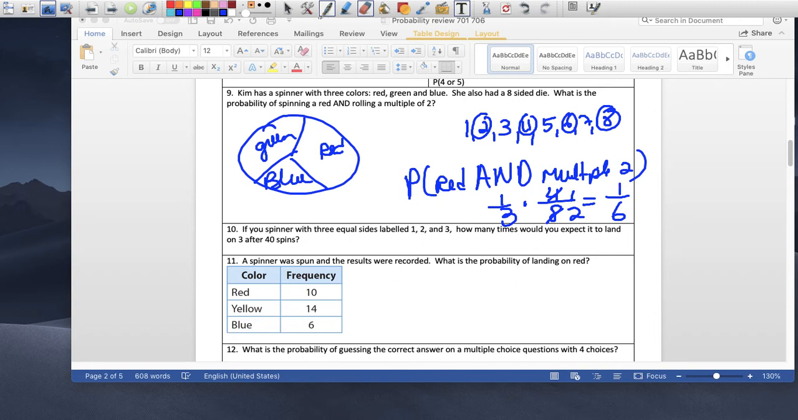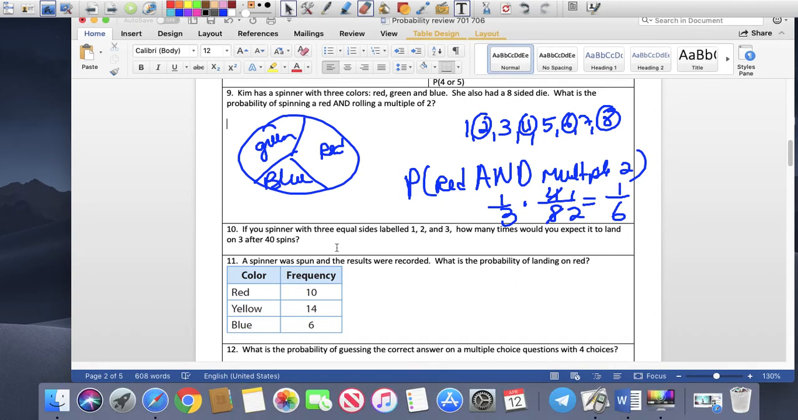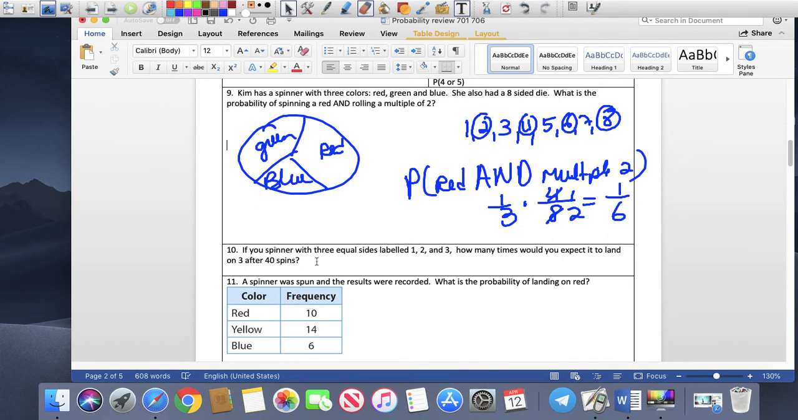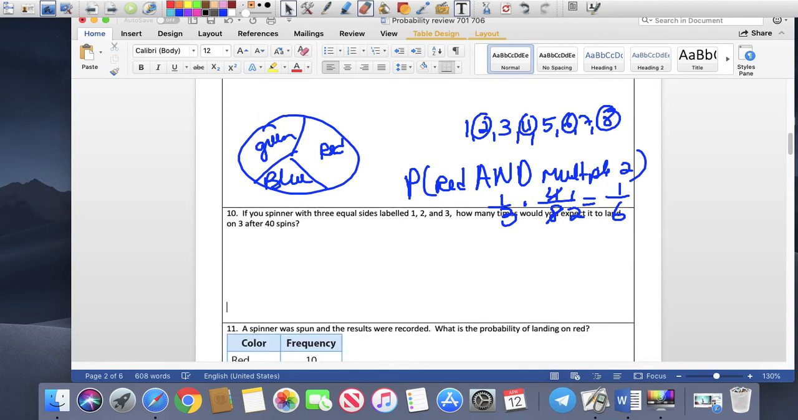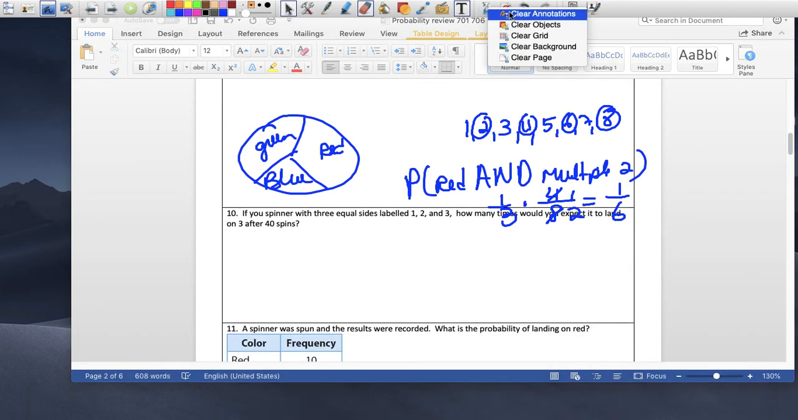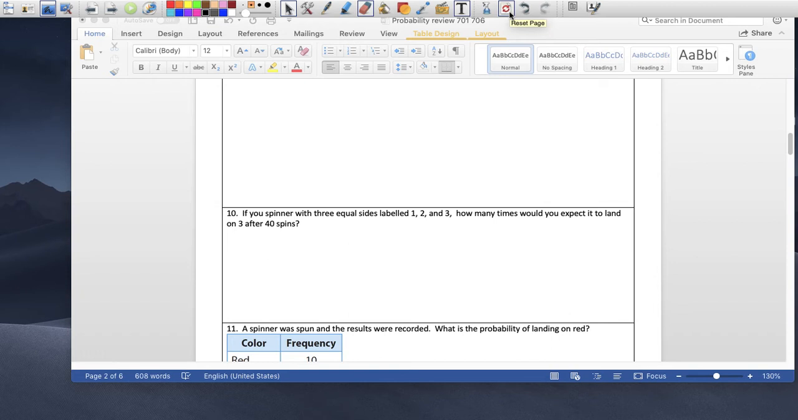So far it looks pretty easy. If you had a spinner with 3 equal sides labeled 1, 2, 3, how many times would you expect to land on 3 after 40 spins? Alright, so you have, again, a spinner, and it's labeled 1, 2, and 3. If you were to spin this 40 times, how many times would you expect it to land on 3?